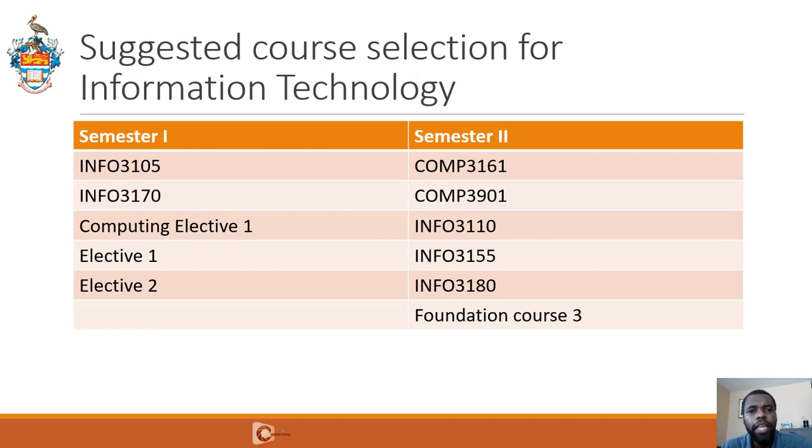If your major is information technology, then in the first semester you take Info 3105, Info 3170, 1 computing elective, and then 2 more advanced elective courses. In the second semester, you take Comp 3161, Comp 3901, Info 3110, Info 3155, Info 3180, and your 3rd and final foundation course.